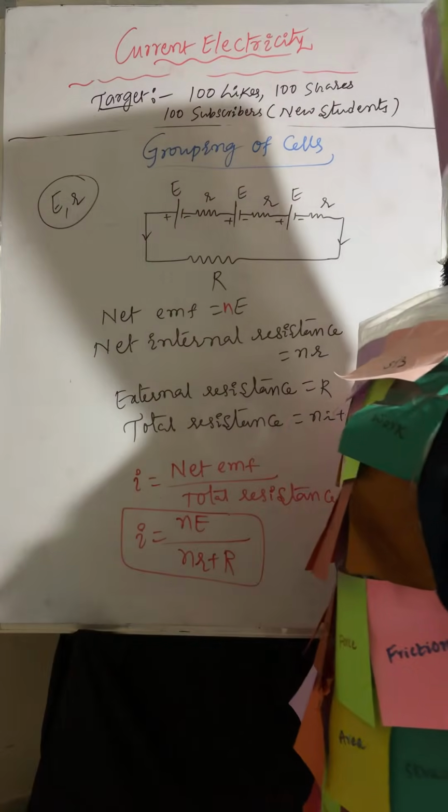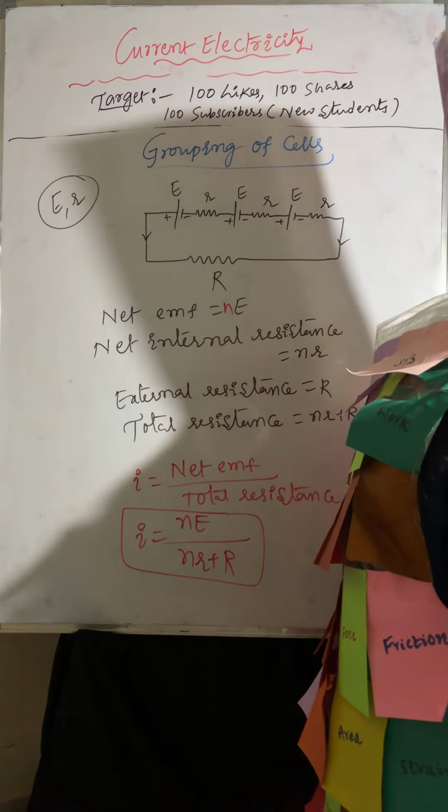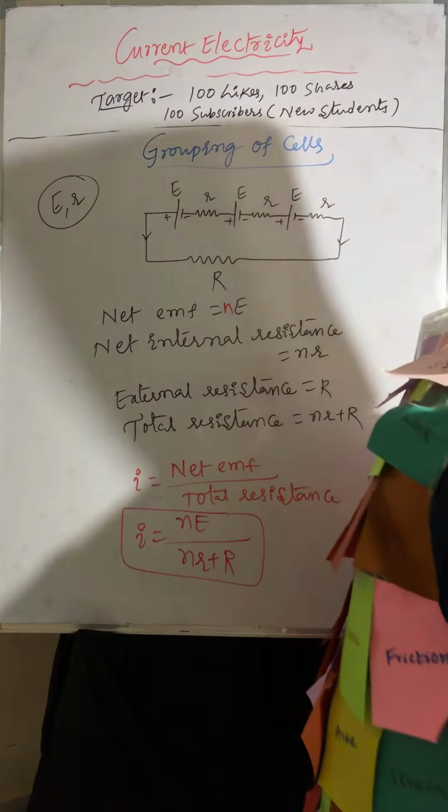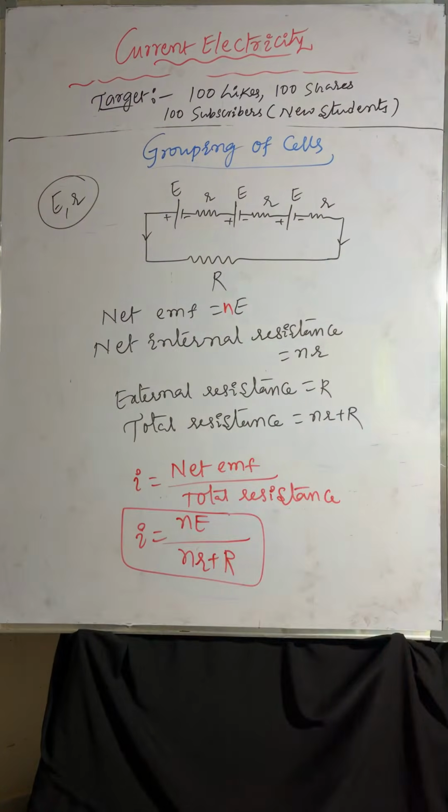So in parallel combination, net EMF is E. Yes, correct. In series we'll multiply with N, and in parallel we'll get E. That is true. Net EMF NE by NR plus R in series.